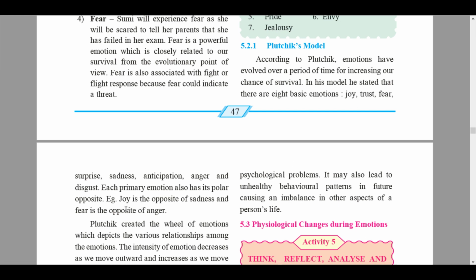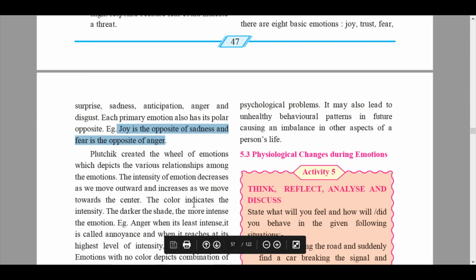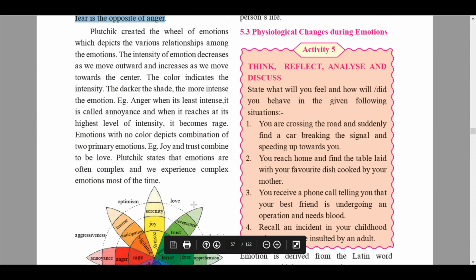So just revise this because this is also an important statement for the students appearing for boards in 2021. Plutchik created the wheel of emotions which depicts the various relationships among the emotions. The intensity of emotion decreases as we move outward and increases as we move towards the center. The color indicates the intensity. The darker the shade, the more intense the emotion.